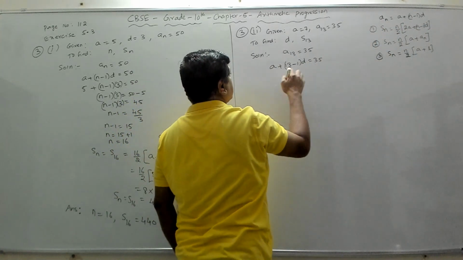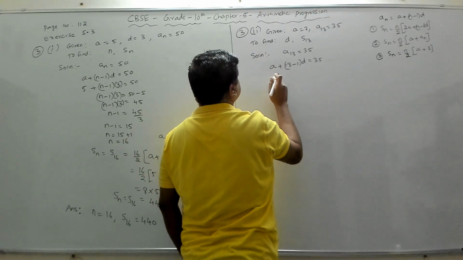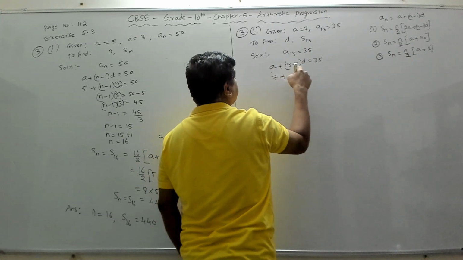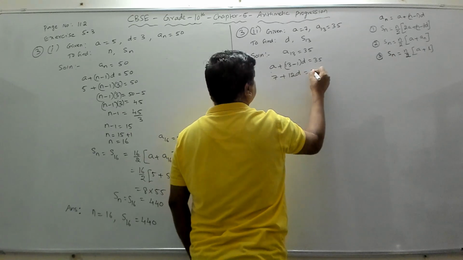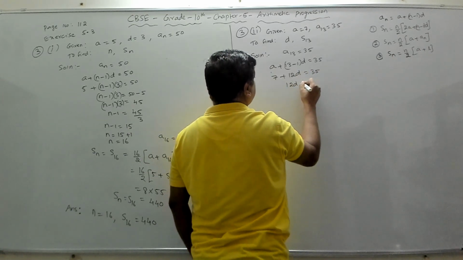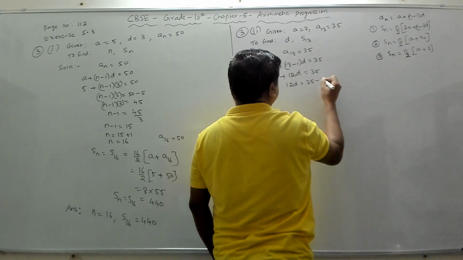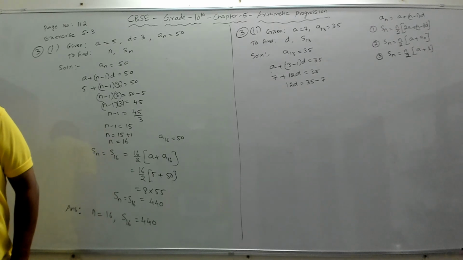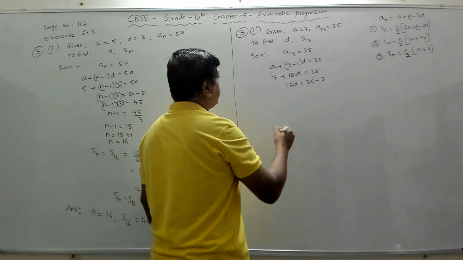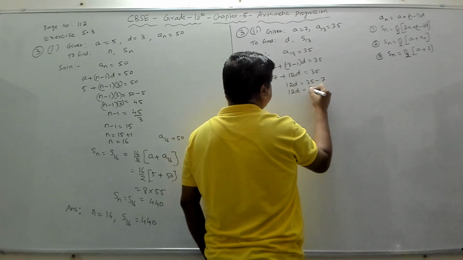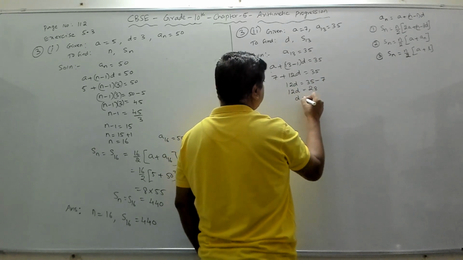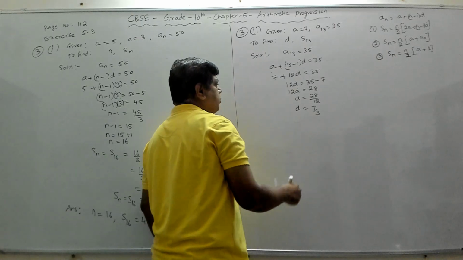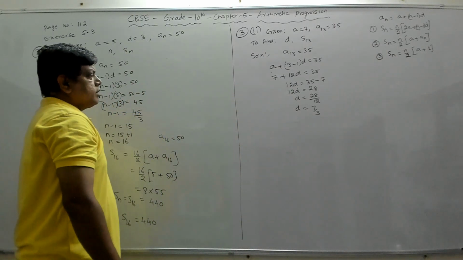Now A is 7, so I'm substituting 7 plus 13 minus 1, which is 12 times D, equal to 35. So 12D is equal to 35 minus 7, because this plus 7 goes to the other side and becomes minus 7. Now 12D is equal to 28. So D is equal to 28 by 12, which means D is equal to 7 by 3 if you cancel by 4. So we have found D.